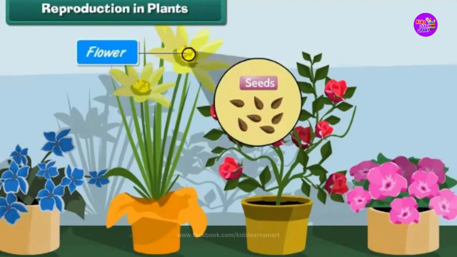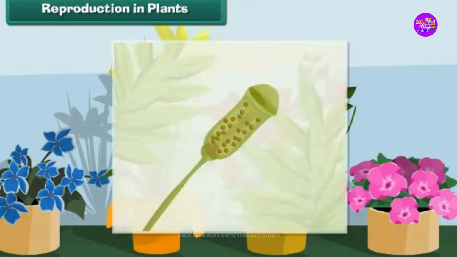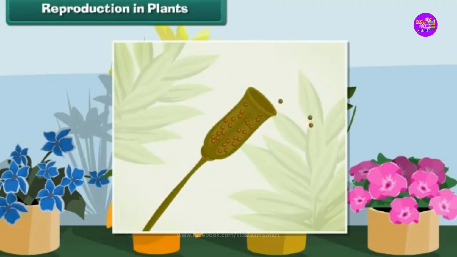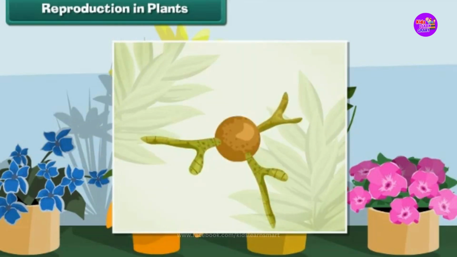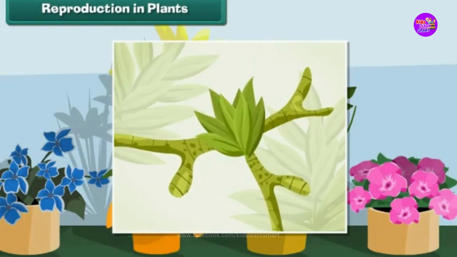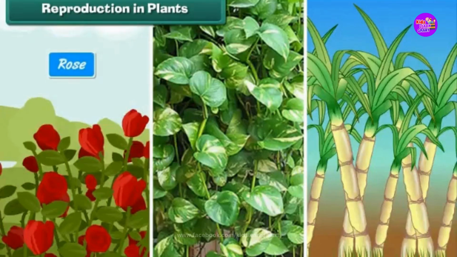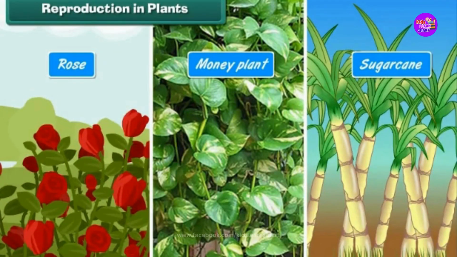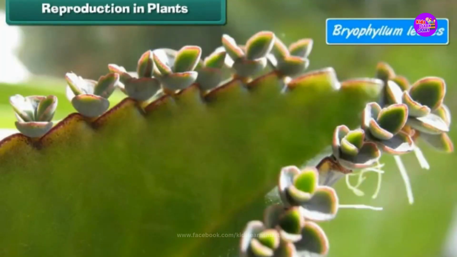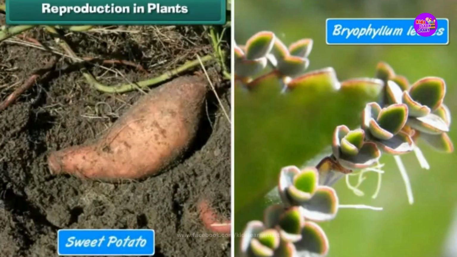Most of the flowering plants produce seeds. Some plants do not produce seeds. They produce spores which can grow into a new plant. Some plants can reproduce from their body parts. Example, potato can be developed from underground stem having buds on it. Rose, money plant, sugarcane can be developed from stem cuttings. Bryophyllum can be developed from its leaves. Sweet potato grows from its roots.